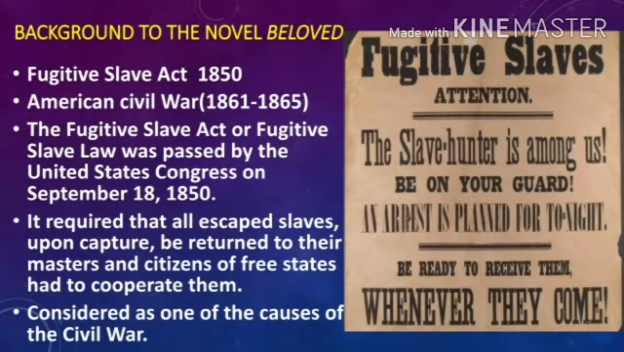The Fugitive Slave Act was actually responsible for Margaret Garner's infanticide. It was passed on September 18, 1850 by the United States Congress. According to this law, all escaped slaves upon recapture had to be returned to their masters, and citizens of free states had to cooperate. This act was considered one of the causes of the Civil War, and the novel Beloved was also set after the American Civil War, between 1861 and 1865.